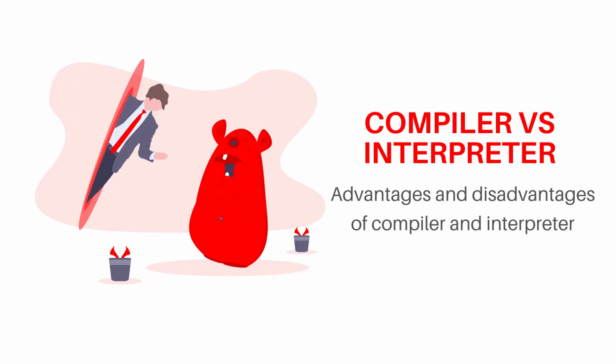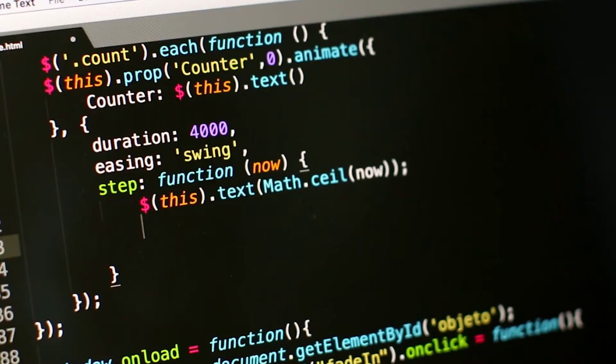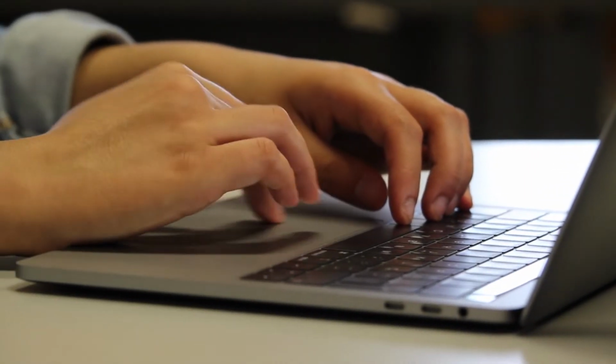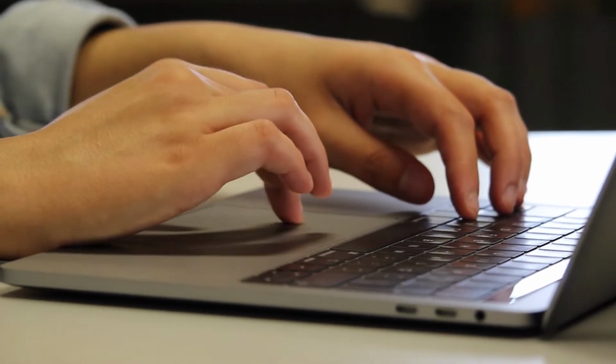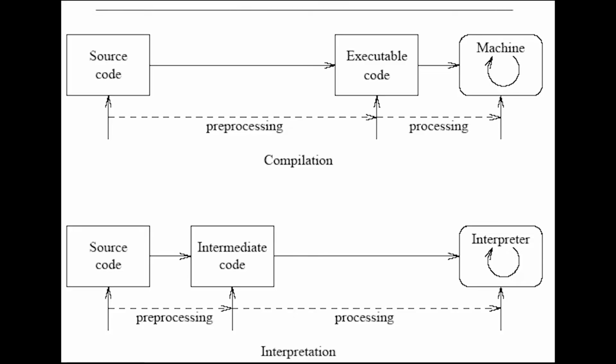What is the difference between interpreter and compiler? When we write code, we usually write it in a high-level language. But as we know, computer only understands machine code, or zeros and ones. So how does a computer actually read our instructions given in a high-level language? Well, here comes the savior, compiler or interpreter.